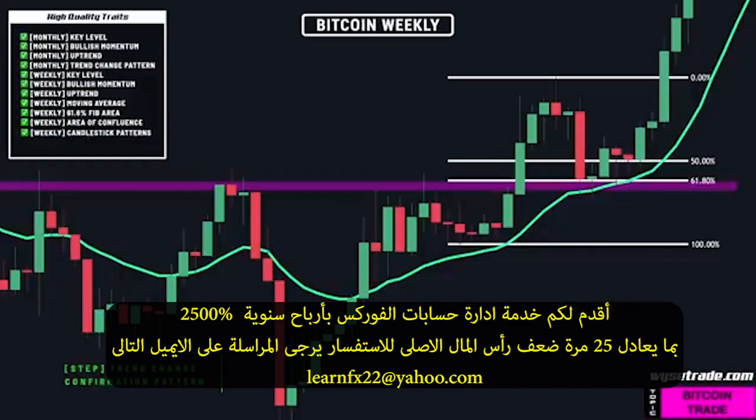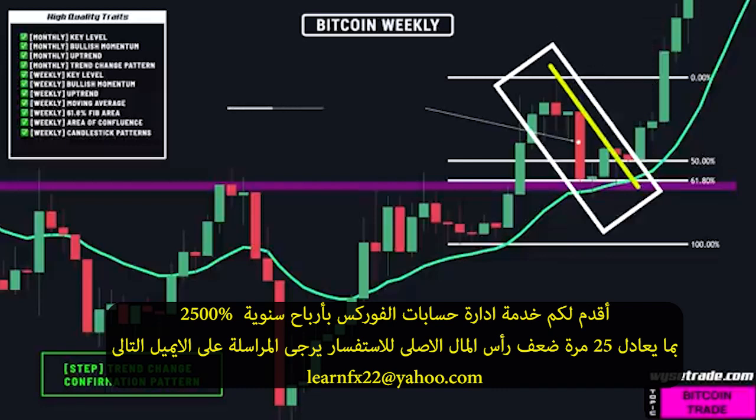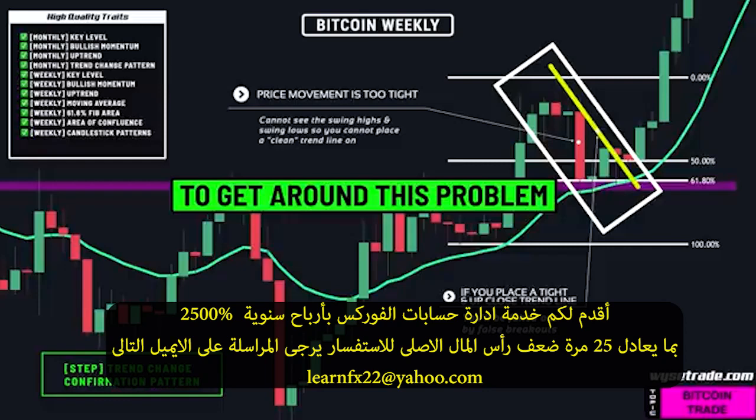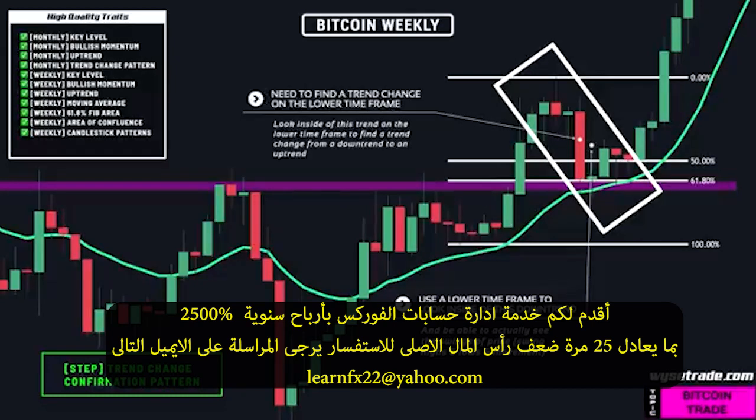So as we previously discussed, we would usually try to place a trend line onto the immediate trend and wait for a break to confirm the trend change. Now, the issue with trying to put a trend line on this current trend is that price movement is too tight and we cannot clearly see the swing highs and lows. So if we were to put a trend line up close and tight like this, it'll result in fake and false breakouts. So again, to get around this problem, we need to use a lower time frame to look inside of this pullback where we can actually see the swing highs and lows of price, and then be able to look for price action that shows a trend change from a downtrend to an uptrend.